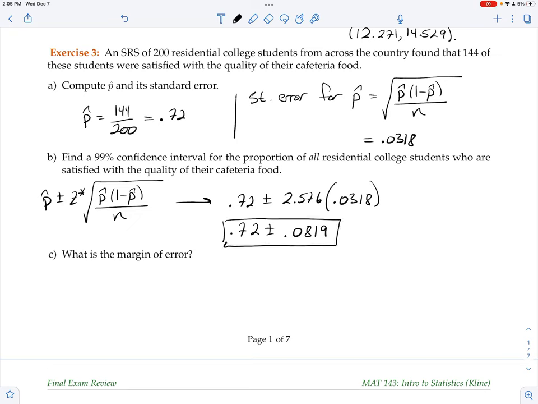The margin of error is just the second term here. Don't redo it, just recycle it. So the margin of error is m equals 0.0819. All right, that's the first page.